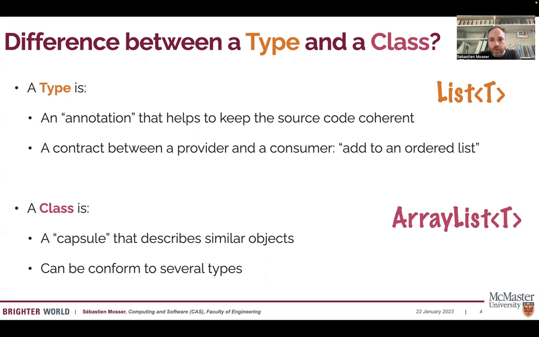And now if you go back to what a class is, a class is basically just a capsule that describes similar objects. It's a factory to create objects that look alike, okay? And that can conform to several types. Like an array list conforms to the type list. An array list is a concrete way of implementing an ordered collection of elements using an array-like representation. And this is absolutely compatible with the fact of being a list. So it offers the list type.